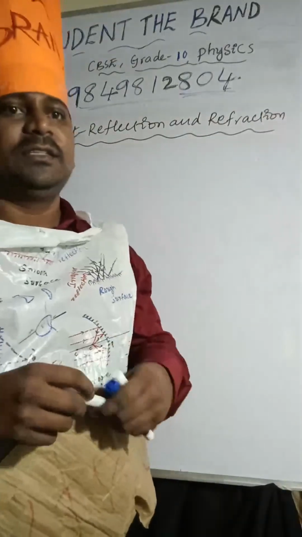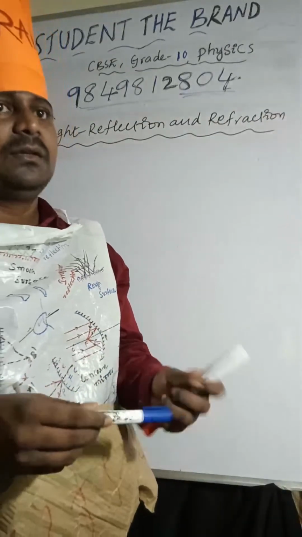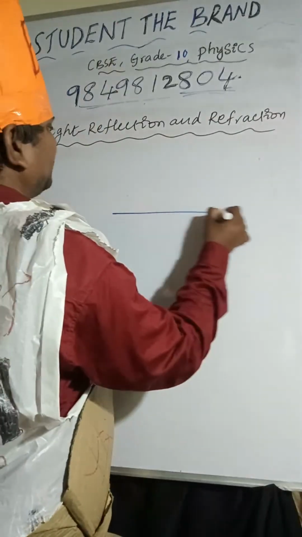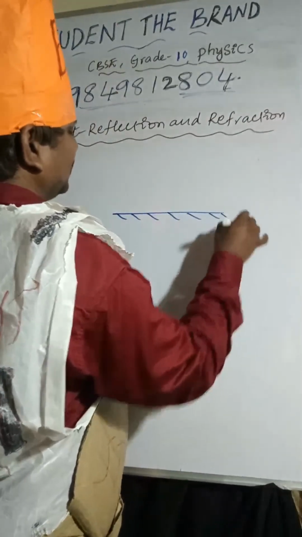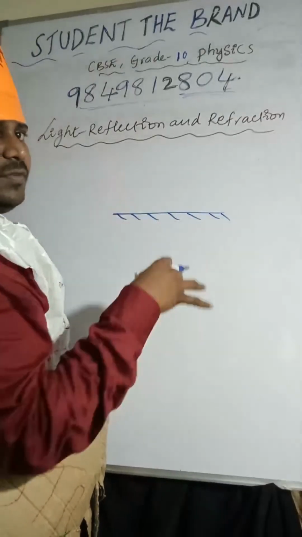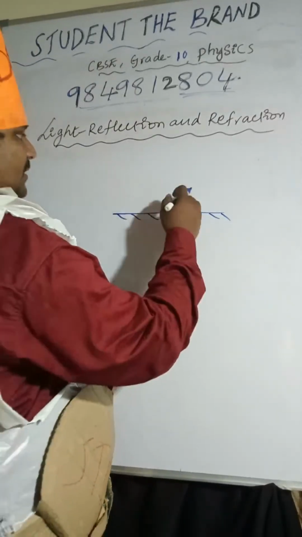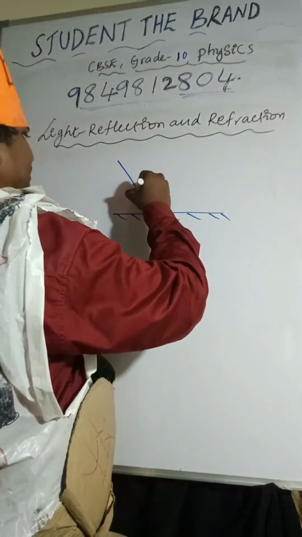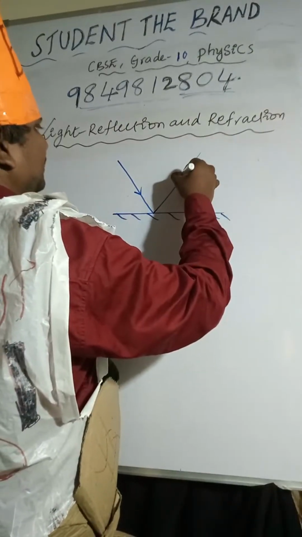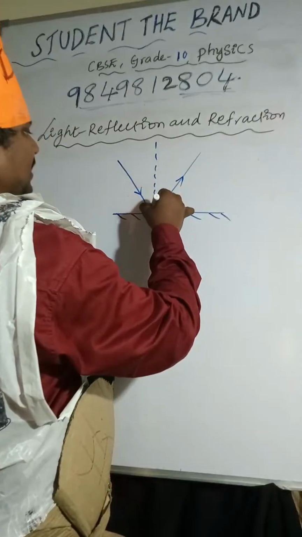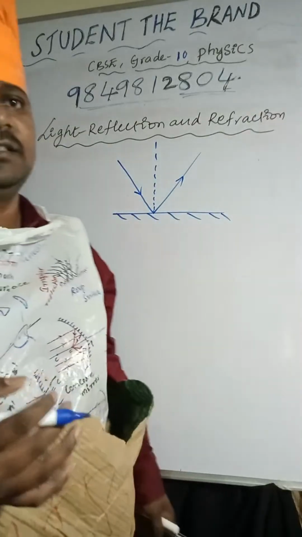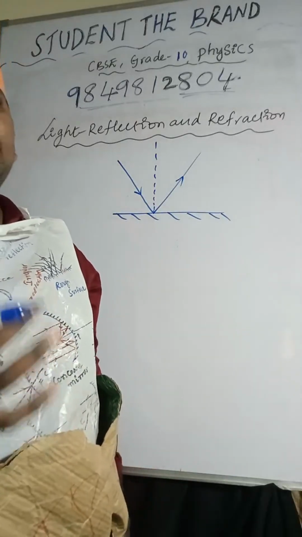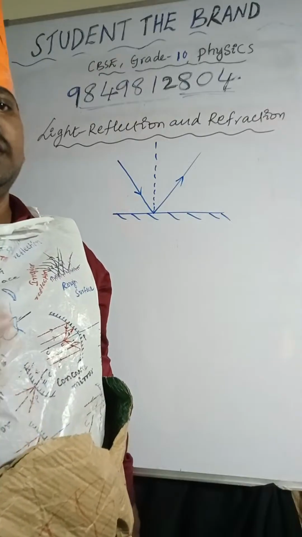Light incident on a surface reflects back. So here you can see, I'm taking a plane surface. One side is the reflecting surface, and the other side is coated. Light is incident on it. This is the incident ray, the reflected ray, and the normal line. The line which is drawn perpendicular to the plane surface is called the normal line.